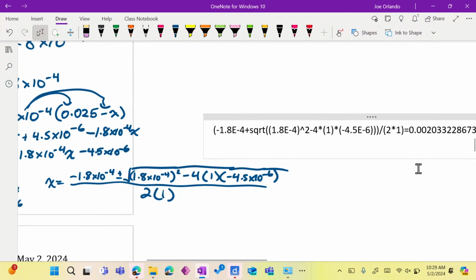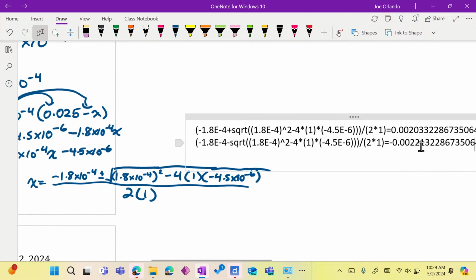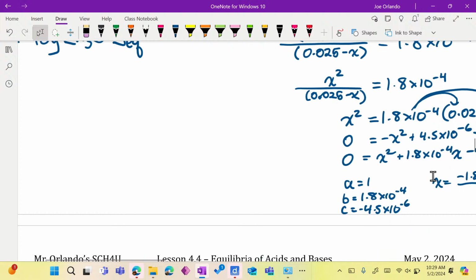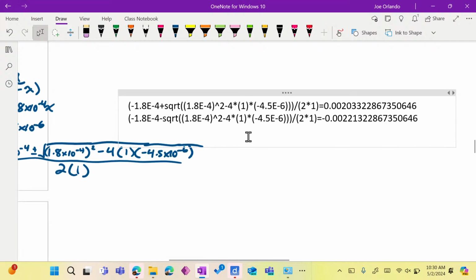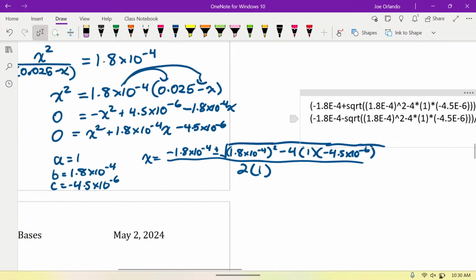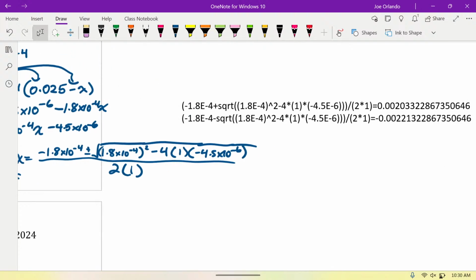I get 0.00203. Cool. And then, of course, what do I have to do with this? I also have to try the other one. Yeah, the only difference is instead of being plus the square root of all that jazz, it's minus the square root of all that jazz. And I get negative 0.022. Okay. We get two answers there. Oh, and it's negative. Okay, well, that's problematic. So x either equals positive 0.002 or negative 0.02. Which one of those is going to make sense?